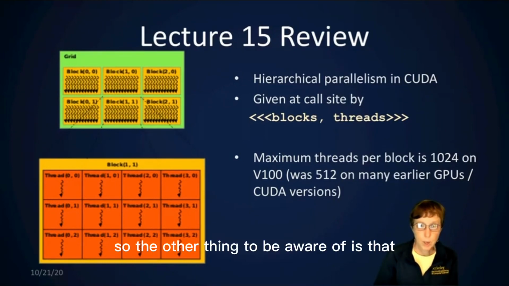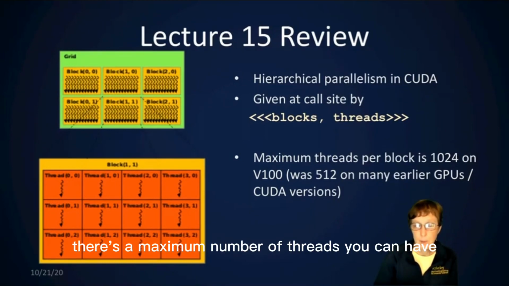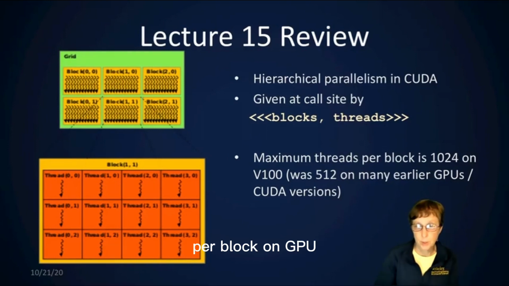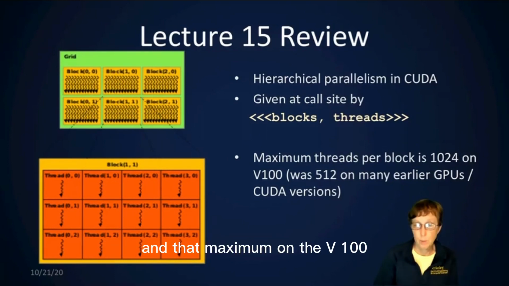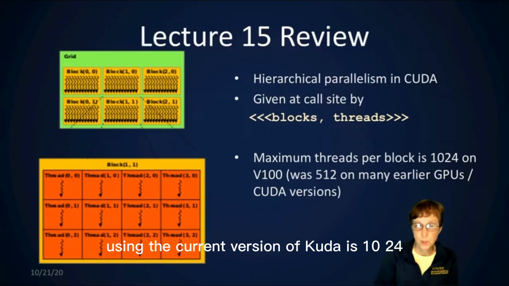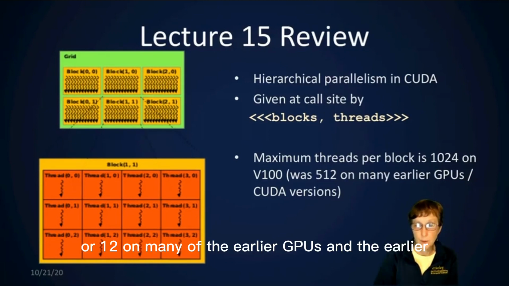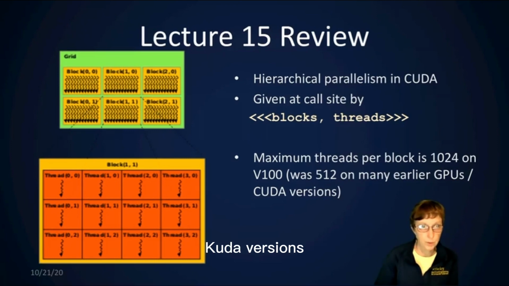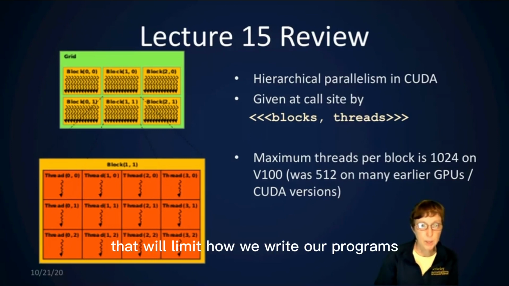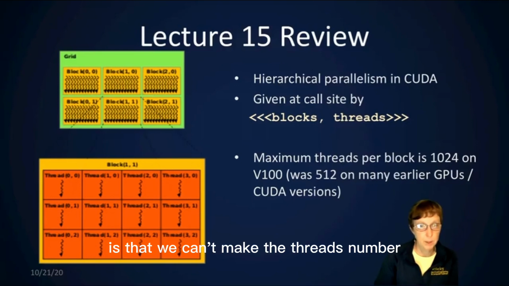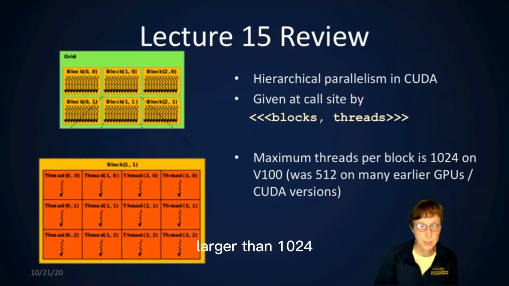The other thing to be aware of is that there's a maximum number of threads you can have per block on a GPU. And that maximum on the V100 using the current version of CUDA is 1024. There's actually 512 on many of the earlier GPUs and the earlier CUDA versions. So that's one thing that will limit how we write our programs, is that we can't make the threads number larger than 1024.